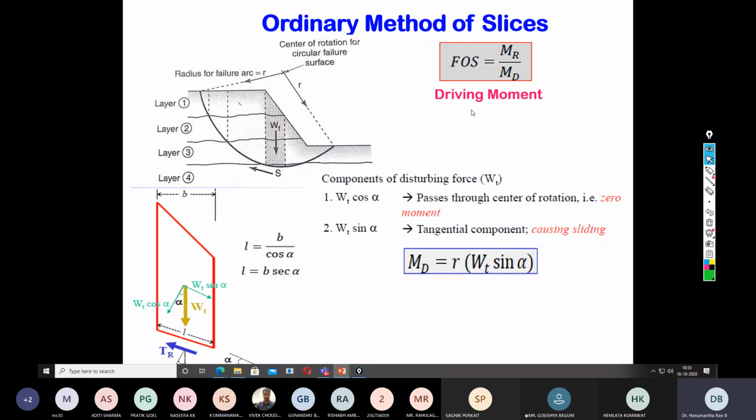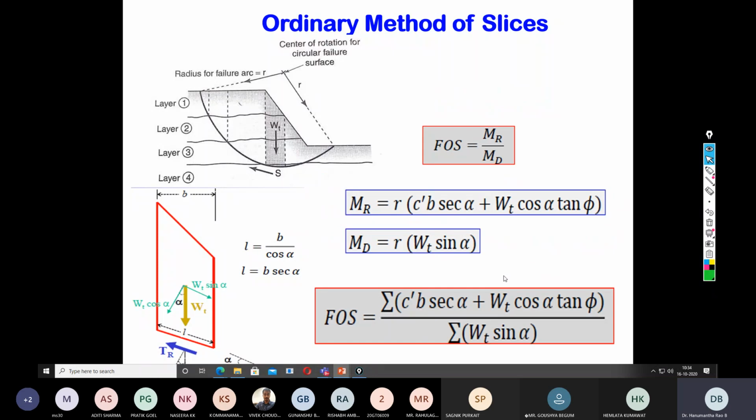Then we have seen the driving force. The driving force is the weight of each slice multiplied by again the lever arm distance R. So Md is equal to R into Wt sin alpha. If I know Mr and I know Md, then the factor of safety is nothing but Mr divided by Md. So Mr is known, Md is known, so then try to substitute into the factor of safety equation.